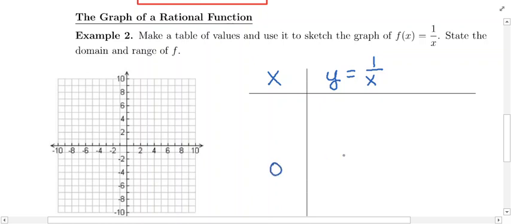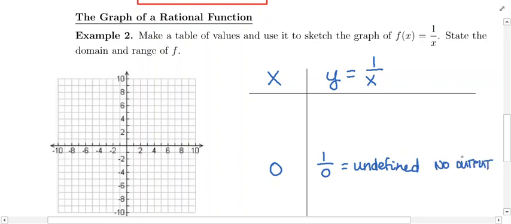All right, so the first thing I am going to pick is going to be 0. Okay, so what happens when I plug in x equals 0? Well, I'm going to get 1 over 0. Okay, you can't divide by 0. This is bad, bad, bad. So this is actually undefined. Okay, so at x equals 0, there is no output.